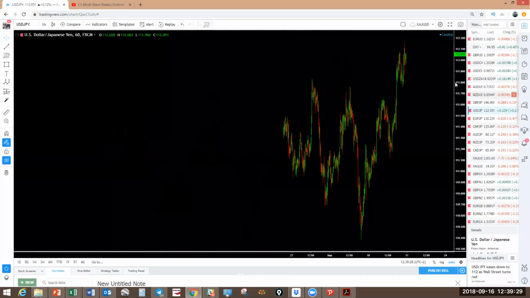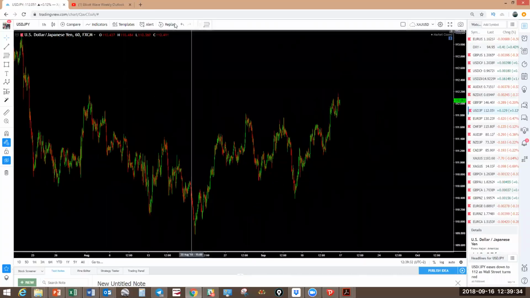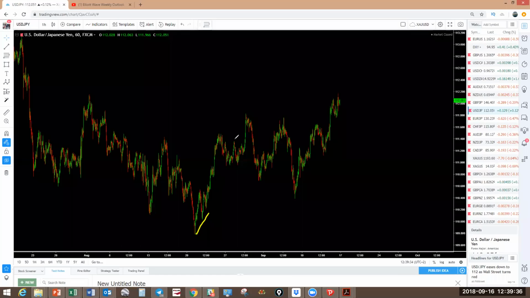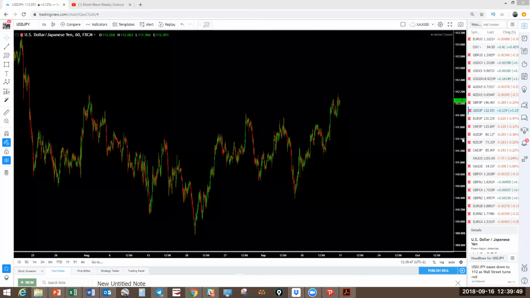So this current sequence to the upside, we are still bullish with this sequence here. You've got 5 waves up, you've got 3 waves back, and now you're looking for this one here. That's why you need this one to keep pushing up at least to around that area before you start any correction. So that's how US dollar JPY looks.